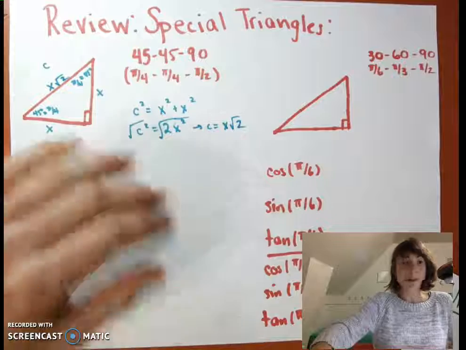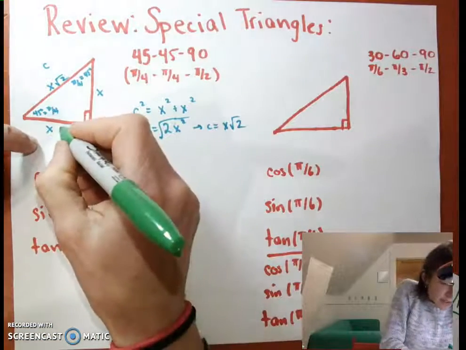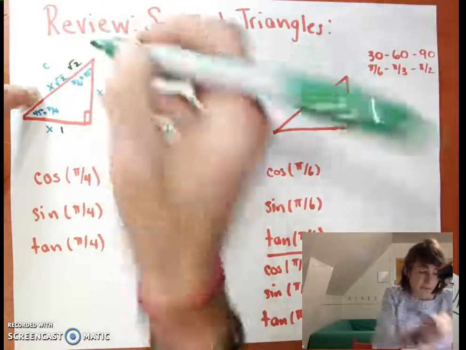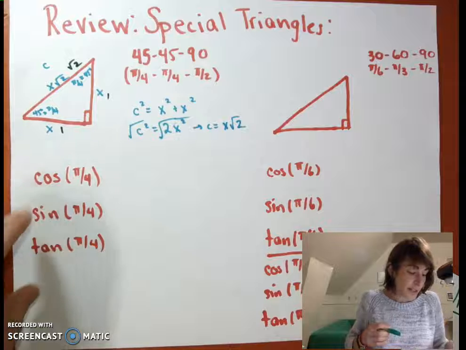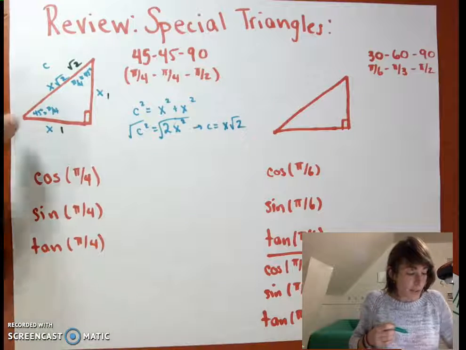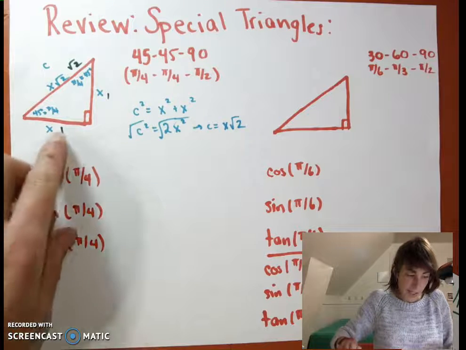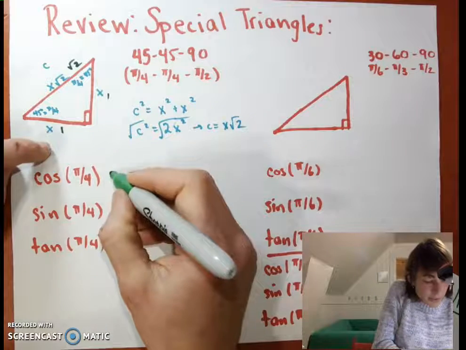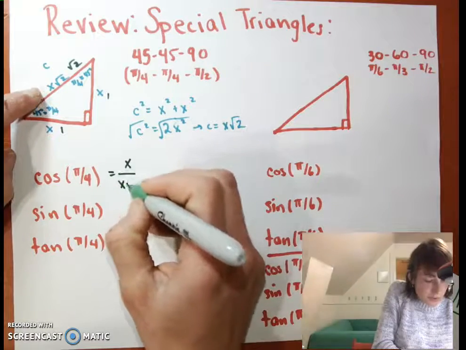So one example of a 45-45-90 triangle might have side lengths of 1 and 1, and then the hypotenuse would be root 2. So now if I'm trying to figure out the cosine, sine, and tangent of such a triangle, well, if I want cosine of pi over 4, I can look at one of these, and I'll take the adjacent side over the hypotenuse. So that will give me x divided by x root 2.